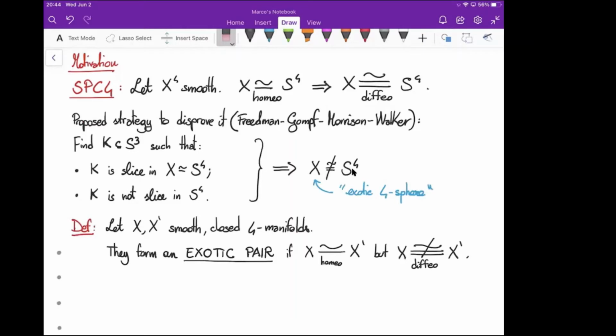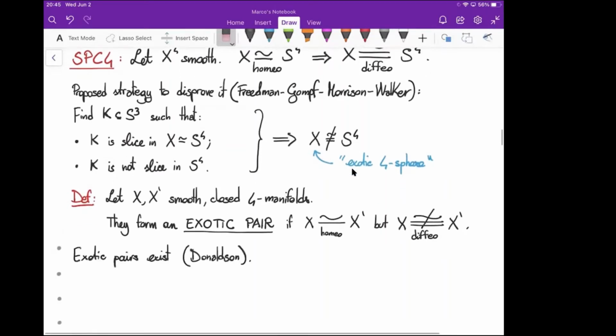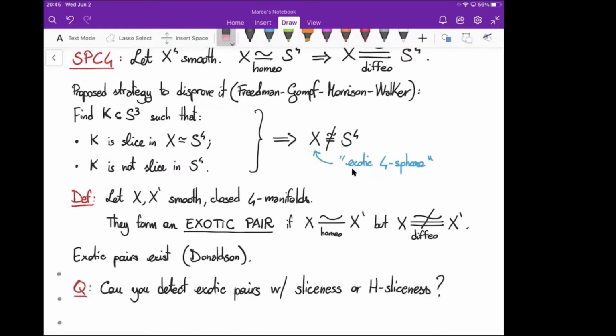But more generally, one could try to adapt this strategy to show that there exist exotic pairs. By exotic pair, I mean a pair of smooth closed four-manifolds, X and X prime, that are homeomorphic to each other, but not diffeomorphic to each other. And it is known that these actually exist. This is a famous result of Donaldson, for which he won the Fields medal.